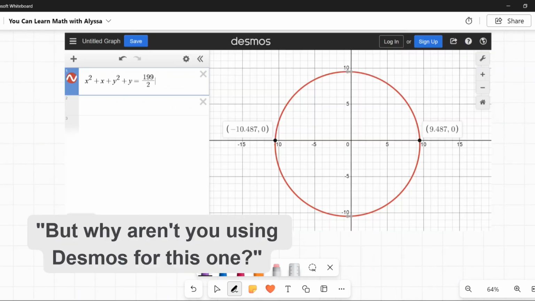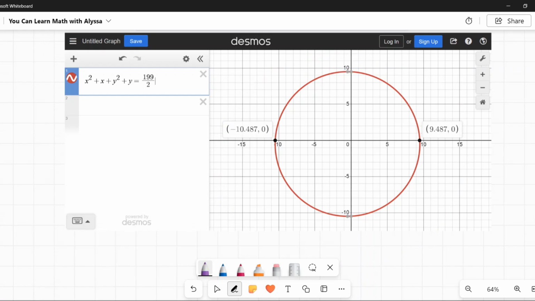Just going to interject here for a second. I'm guessing some of you are wondering, or asking, maybe even saying out loud, why isn't she just putting this in Desmos? That would be so much easier. Just type it in and boom, there's your graph. Here's the reason why I think for this particular problem, this is prone to error. I think it's really easy to make a mistake using Desmos on this.